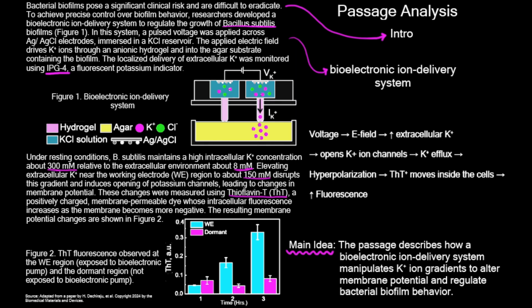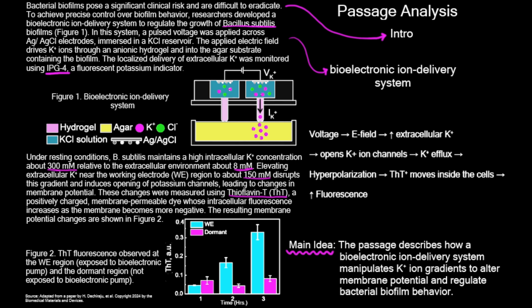The fifth sentence reads: The localized delivery of extracellular K plus was monitored using IPG4, which is a fluorescent potassium indicator. The fifth sentence states that the researchers fluorescently detect the localized delivery of K plus ions using a potassium-sensitive fluorescent indicator. This still does not explain why potassium is important, but it tells us that K plus ions are delivered to the extracellular fluid surrounding the biofilm. We should continue reading to gain more information.